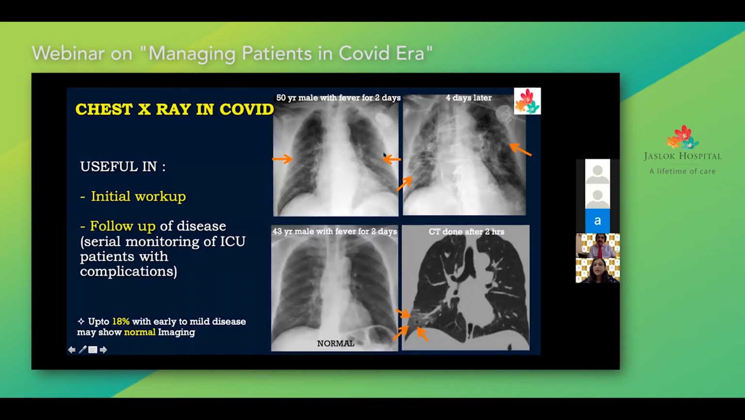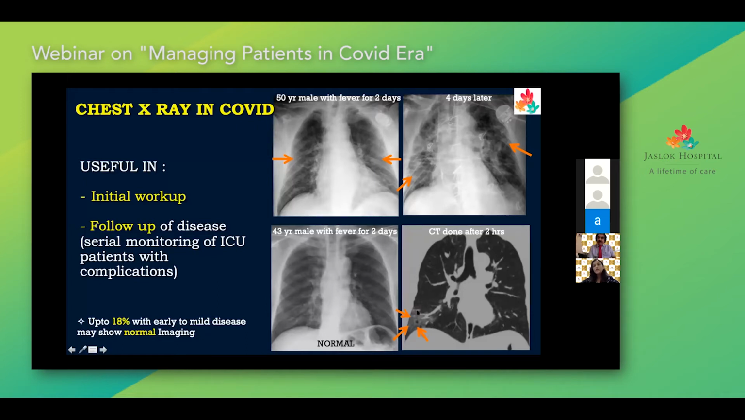If you see the first example over here, a patient with fever for 2 days, we see subtle peripheral ground glass opacities here. In 4 days, the patient worsened clinically and developed consolidations and had to be intubated. In the second example, again a patient with 2 days of fever, the initial workup X-ray was actually looking normal. But a CT scan that was done 2 hours later showed a peripheral ground glass density.